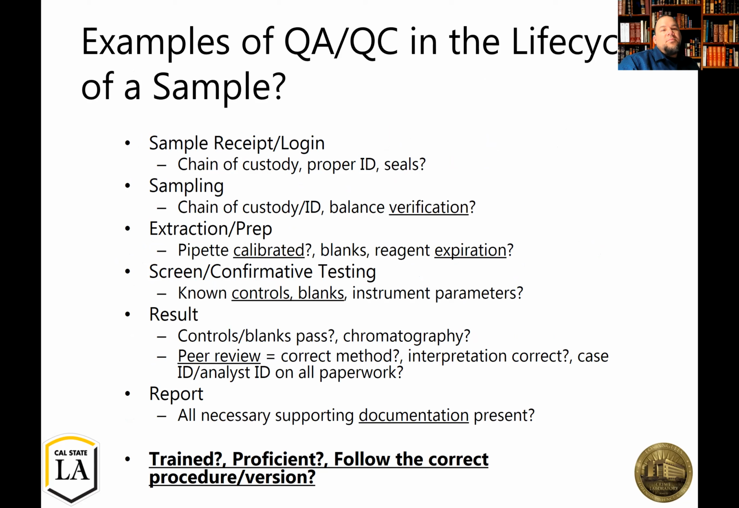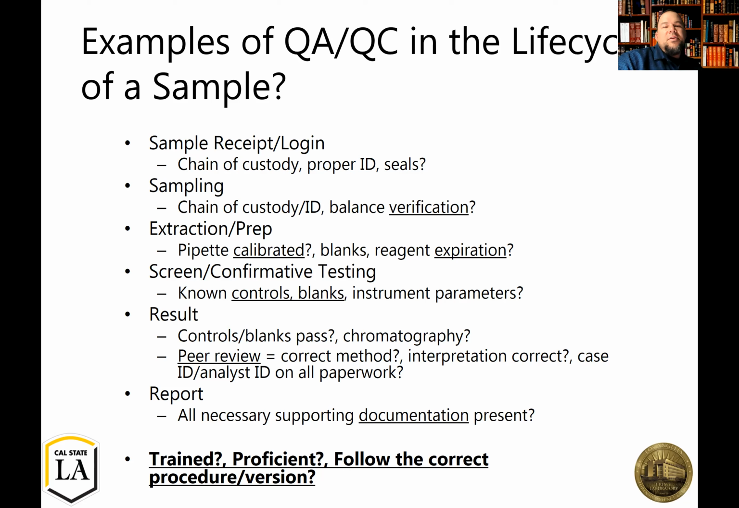Anyway, kind of wrapping up here. I think I only have a few more slides, but basically, a good QA/QC system should in theory prevent a lot of the deviant behavior of those superstars of deviant forensic science that I mentioned before.